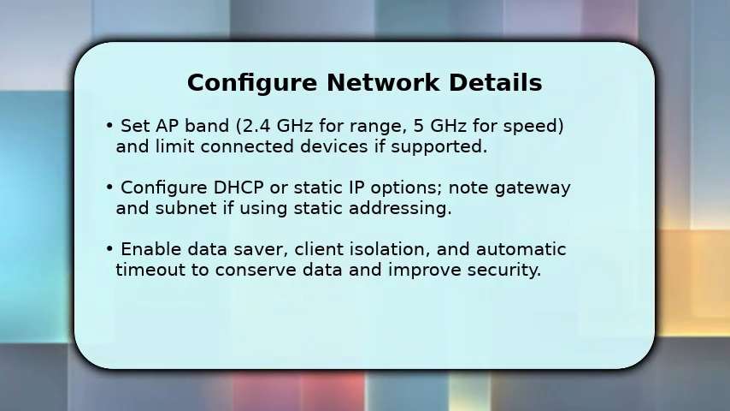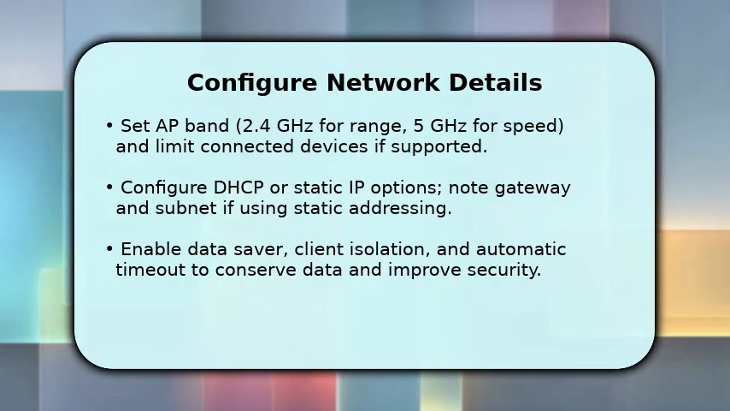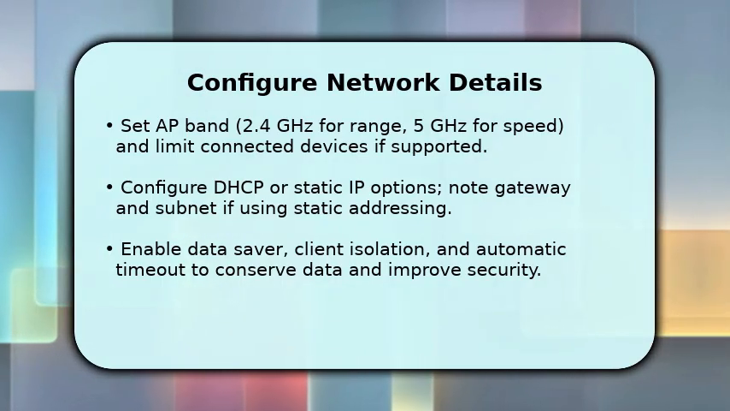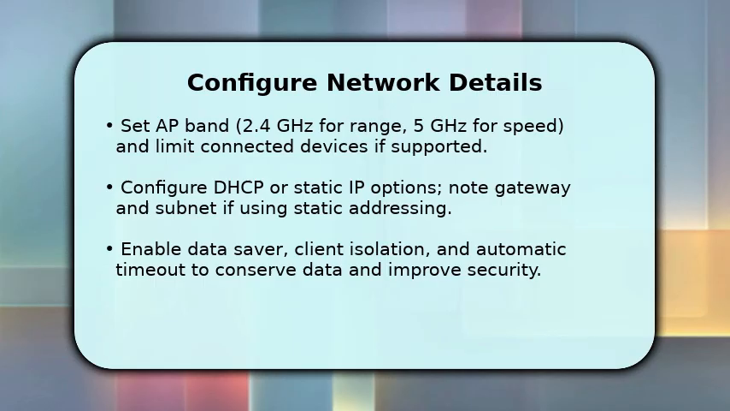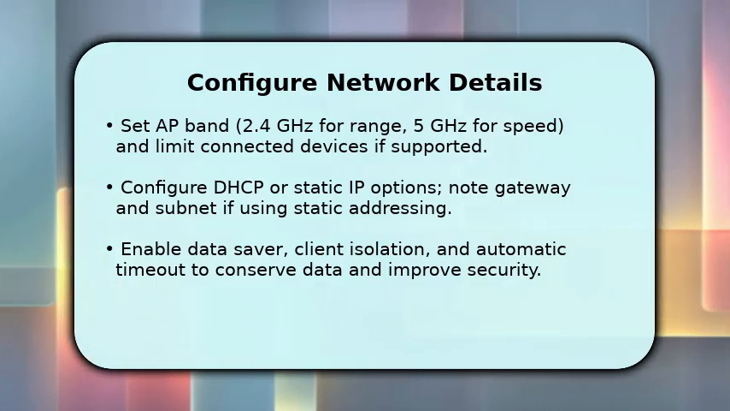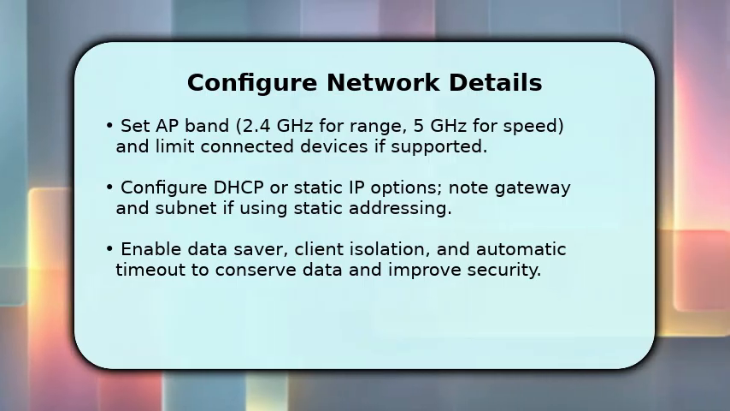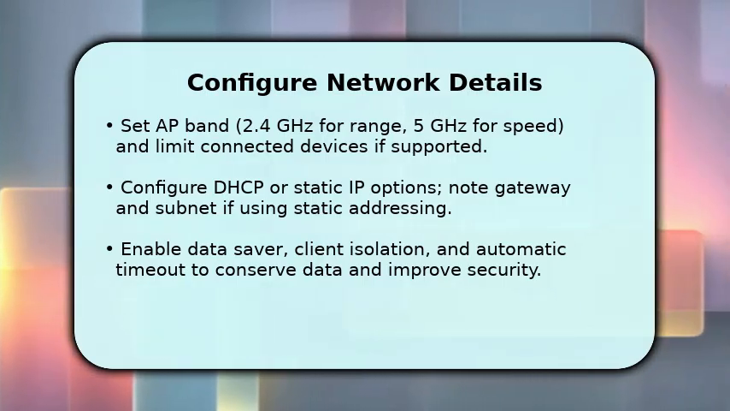Choose the AP band, use 2.4 GHz for broader range, 5 GHz for faster local speed, and limit the number of clients if your phone supports it. Next, decide DHCP versus static IP. Typically leave DHCP on, but note gateway and subnet if you set static addresses.